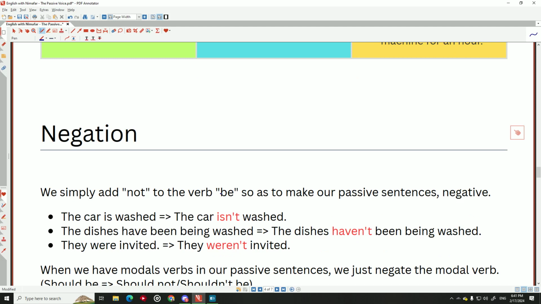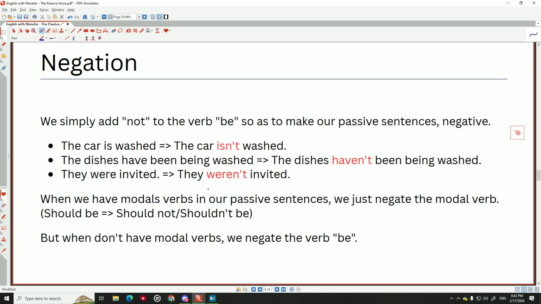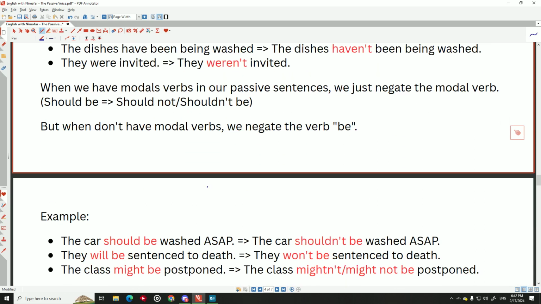For example, the car is washed. The car is not washed. Very simple. The car is not or isn't washed. The dishes have been being washed. The dishes haven't been being washed. They were invited. They weren't invited. When we have modal verbs, we just negate the modal verb, like should. He should be fired. He shouldn't be fired. But when you don't have a modal, you just negate the be.